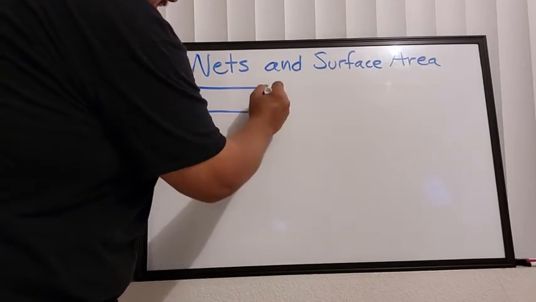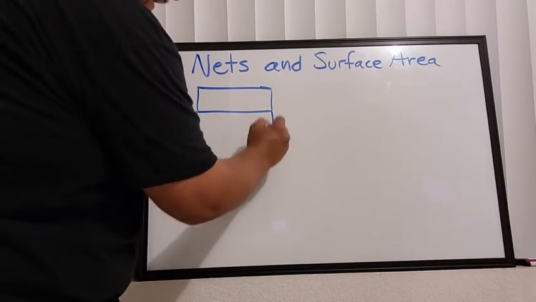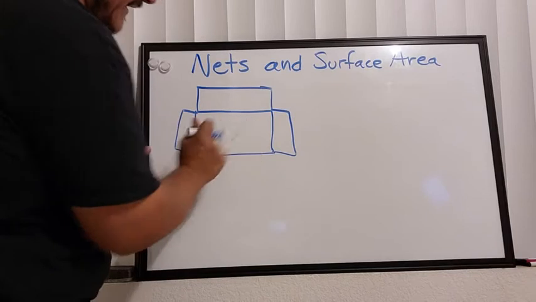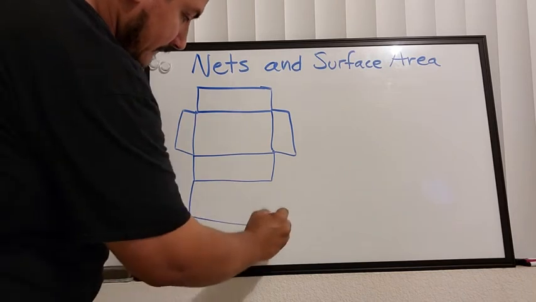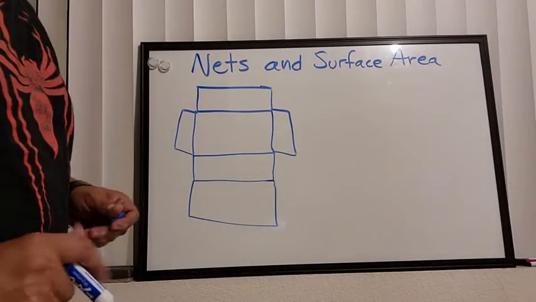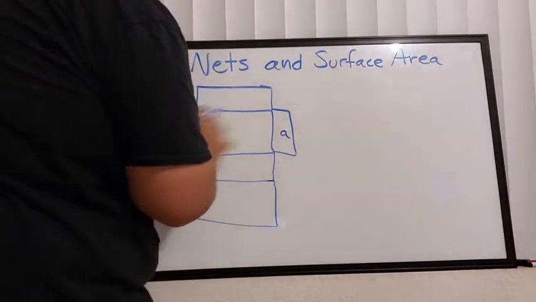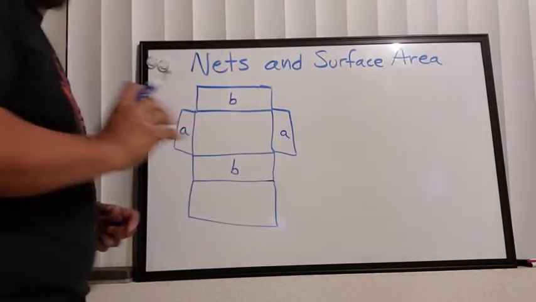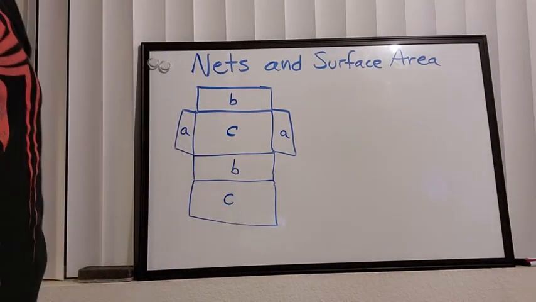You're going to have the top part, the tab on the sides, a base, another side, and another base. So this side, we'll label it A. Both of the A's are the same size. B and B are exactly the same size as well. And C and C are the same size as well.